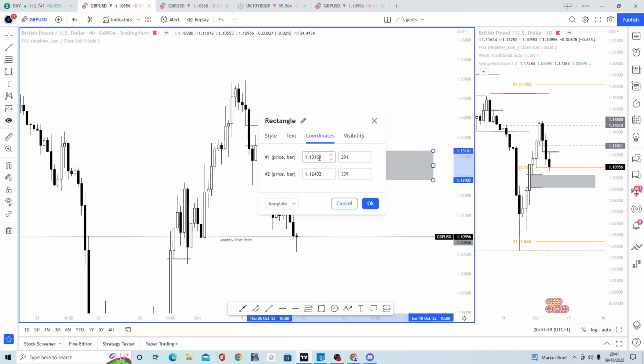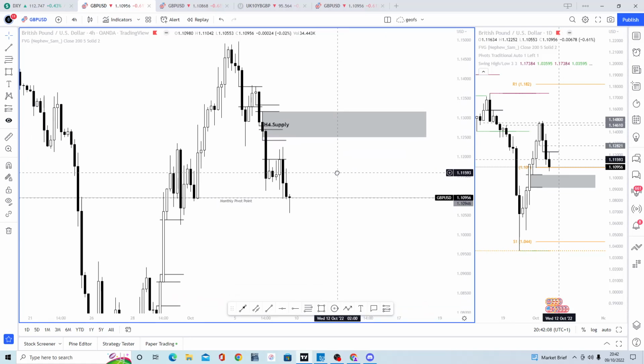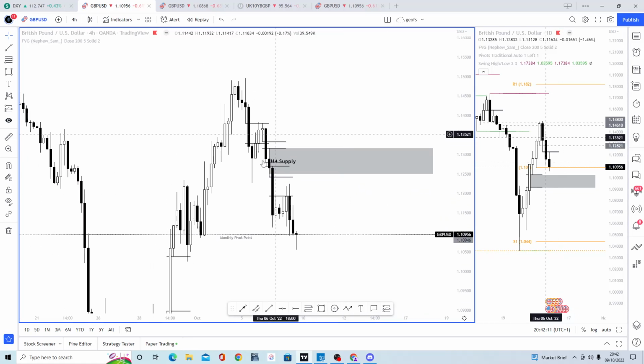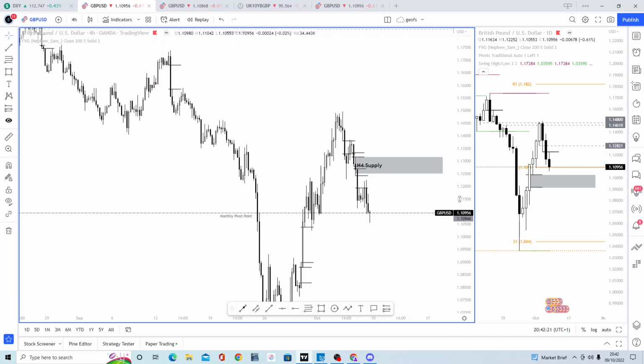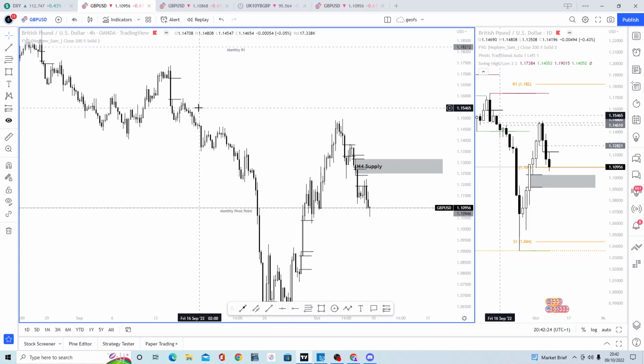Coordinates. So I've marked these up in my clean chart previously, and I keep them updated constantly, pretty much. Now you don't have to follow my method, this is just the way I do it. So we do have more supply up here, so we'll just include them. And they actually come from back here.